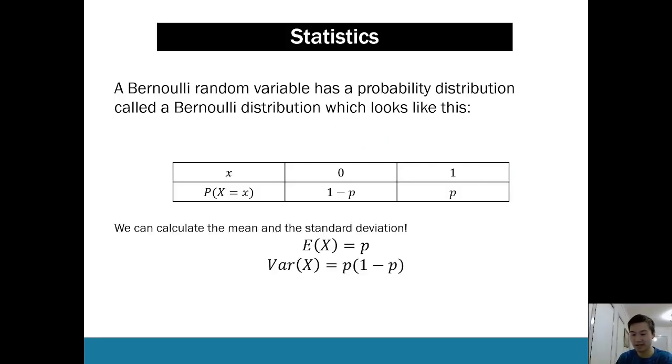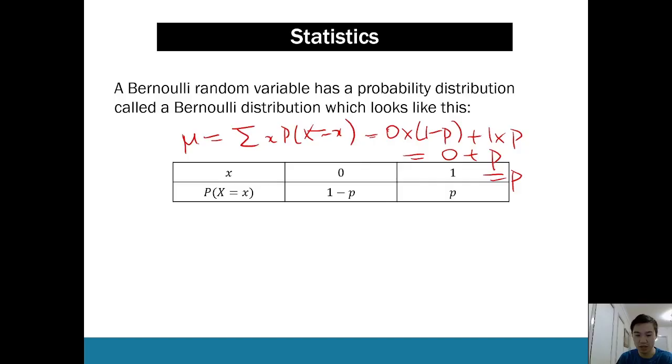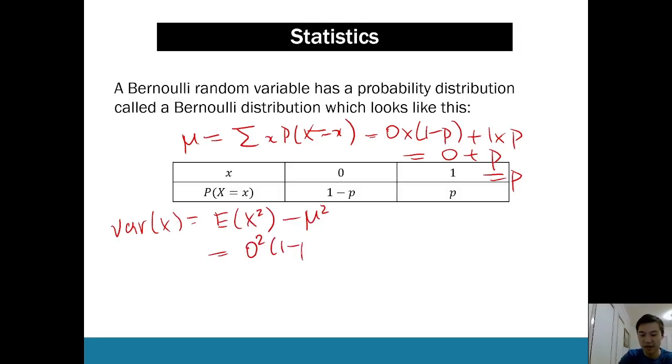And in order to calculate the variance, remember, variance is going to be equal to the expected value of x squared minus the mean squared. So to find the expected value of x squared, we're going to square the values and multiply it with the probability of it occurring. So we got 0 squared times 1 minus p plus 1 squared times p, minus the mean squared, which we said was p. So here we got 0 plus 1 squared p. So this is p minus p squared. So this is the same thing as p times 1 minus p.